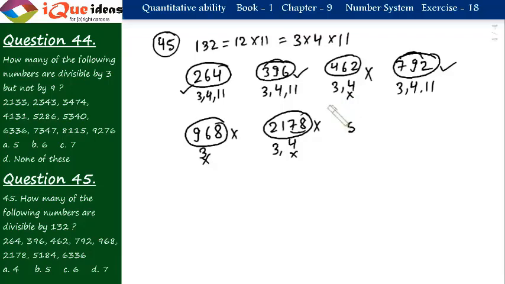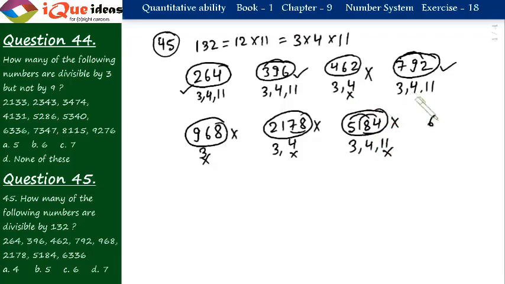Then we have the next number as 5184. Now 5184, let's check. Is it divisible by 3? 5 plus 1, 6 plus 8, 14 plus 4, 18. Yes, it is divisible by 3. For 4, check the last two digits. 84. Clearly divisible by 4. Yes. Now for 11, 5 plus 8 is 13. 1 plus 4 is 5. Sorry, 5 plus 8 is 13. 1 plus 4 is 5. 13 minus 5 is 8. So it is not divisible by 11. So this cannot be our answer.